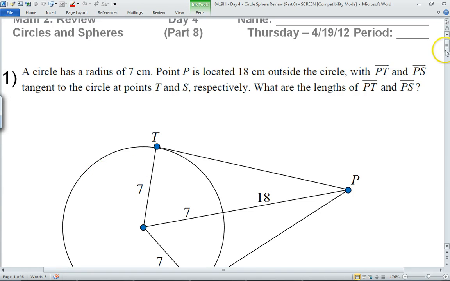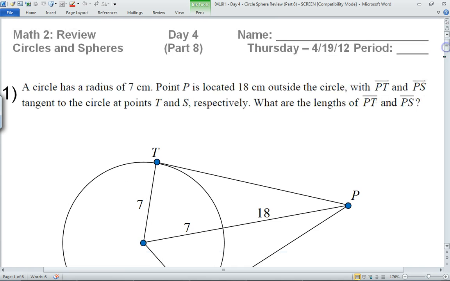Okay, this is the Math 2 EOCT Review Part 8. Still working on circles and spheres. Let's start with problem number 1.